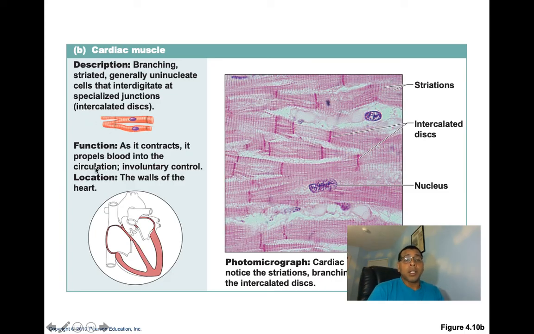So when you talk function, cardiac muscle, as it contracts, is going to get the heart to move, and when the heart moves, blood is going to move into circulation. So it gets our blood circulating. And it's also going to be, you'll see, under involuntary control, like smooth muscle. It is under involuntary control, right? We don't have any conscious control over it. So where do we find it? In the walls of the heart.